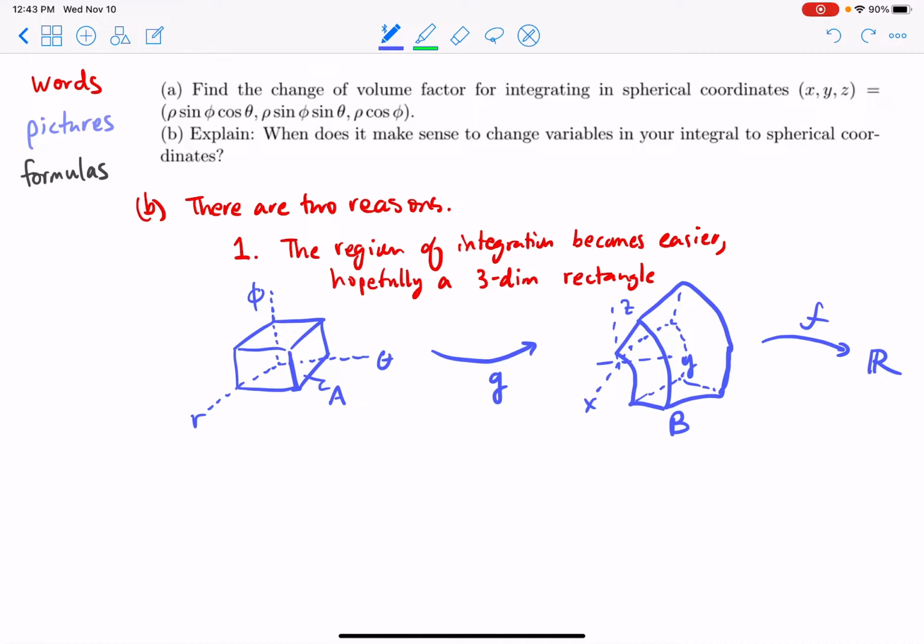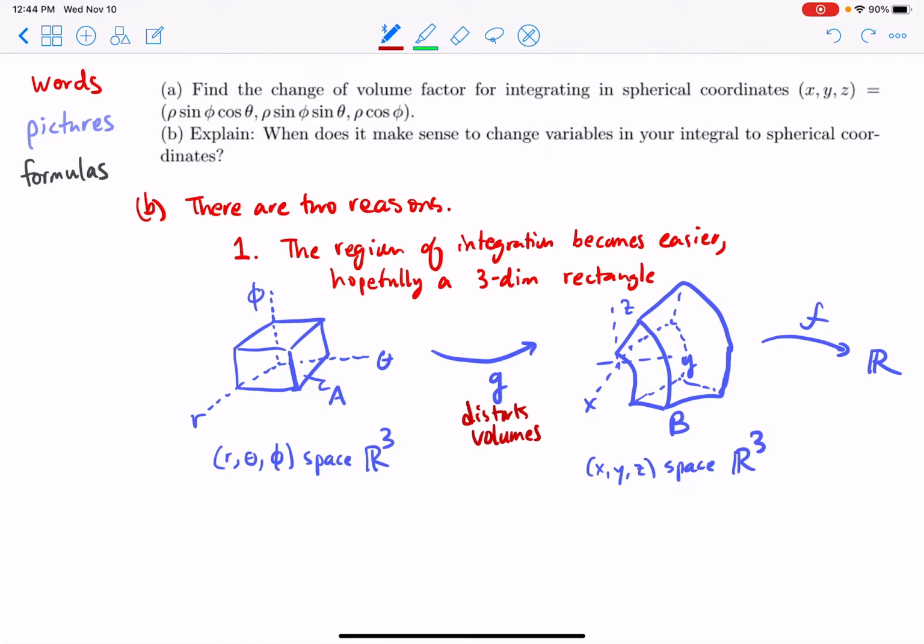So this is XYZ space. And this was the r theta phi space. They're both R3. But maybe I'll add in words that G distorts volumes, since that'll be important for part A.